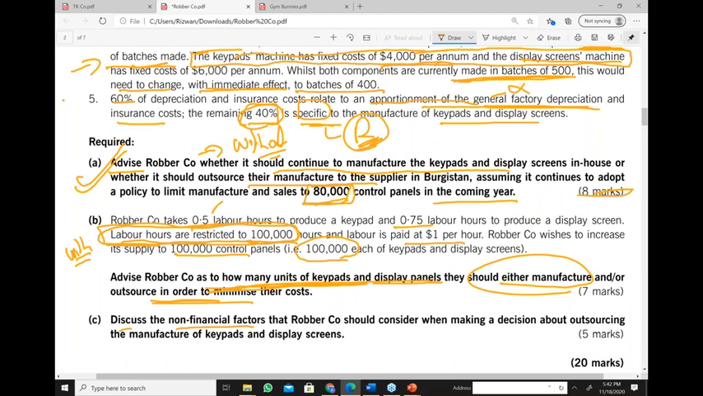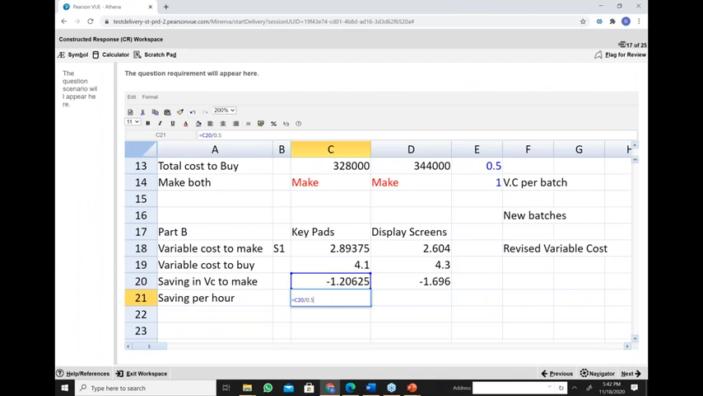0.5 hours for keypad and 0.75 hours for display screen, right? So yes, per hour saving, and this divided by 0.75 hours. So saving per hour has been worked out. Now you keep this in your mind. Listen, audience, very carefully. Because there is shortage of labor hours, if you use one labor hour to produce keypad in-house, how much saving will you get by making keypad in-house per hour? Can you tell me?